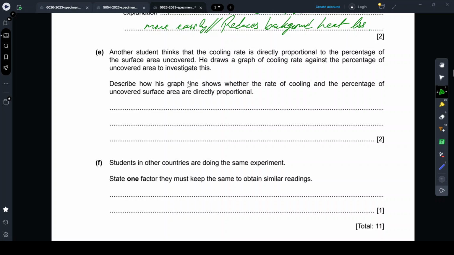Describe how his graph line shows whether the rate of cooling and the percentage of uncovered surface area are directly proportional. So what are the features of a graph that show direct proportionality? A straight line on the graph. All right, so the graph will be a straight line, and it should pass through the origin. Good.